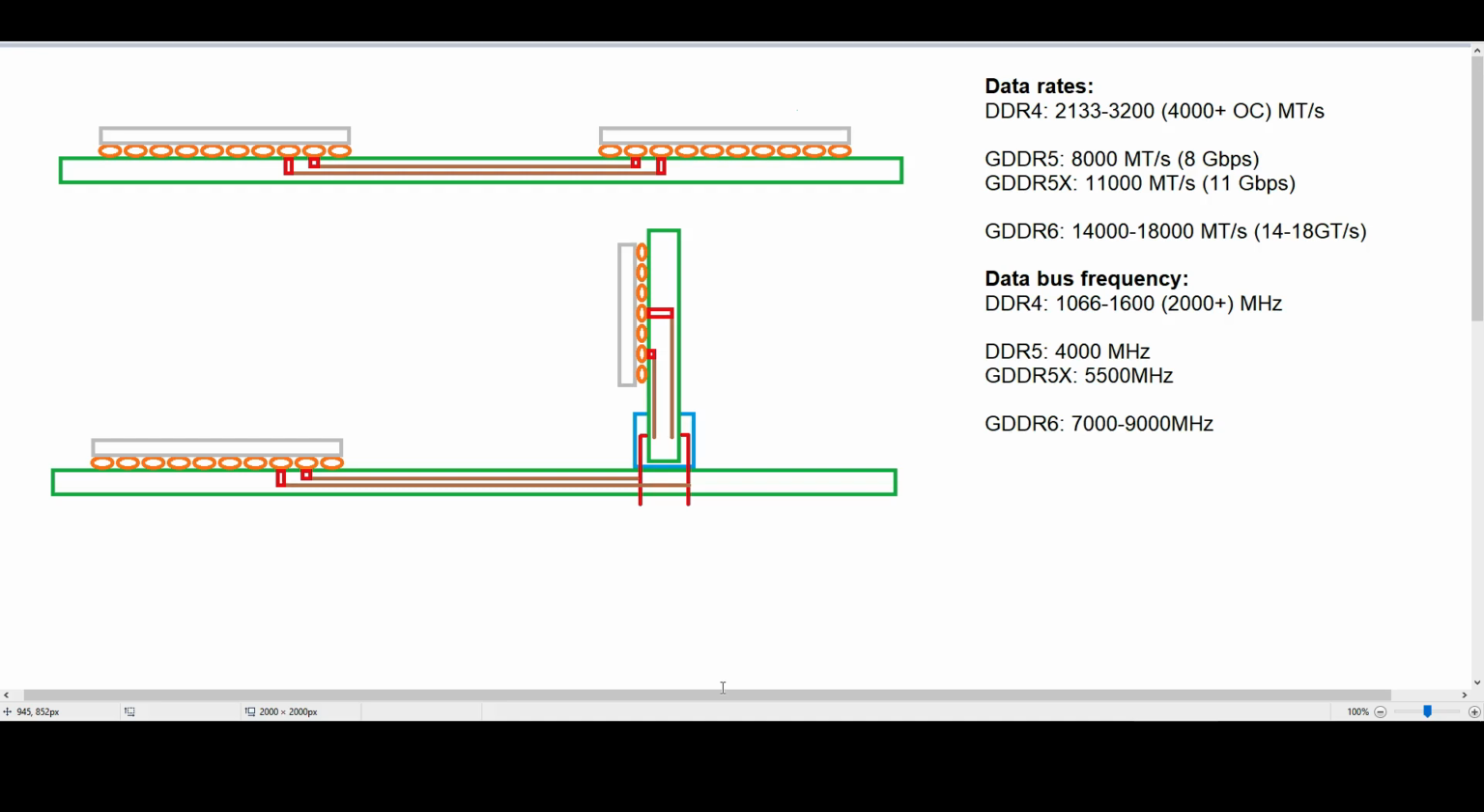So why is this difficult to manage in terms of signal integrity? We'll get into the details later. But the first thing I want to go over is, of course, the operating frequencies and the data rates of these different systems. And here on the right I have the data rates laid out.